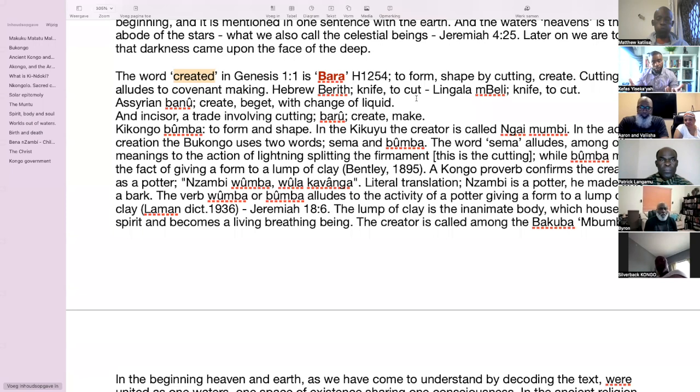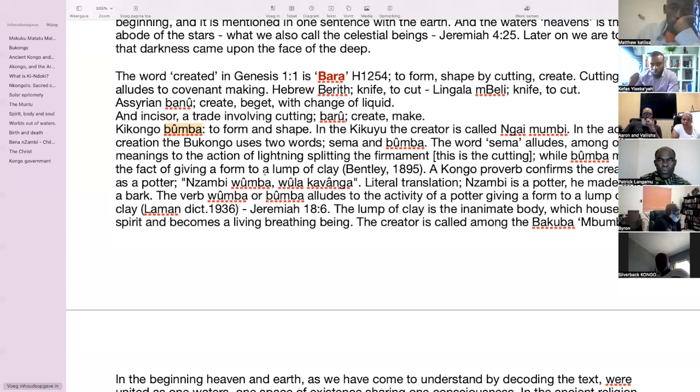Knife, what do you do with a knife? To cut. So a covenant was cut. The Assyrian banu, for bara, banu. Now in banu you can see almost Bantu. To create, beget, with change of liquid. And in a trade involving cutting, baru, create, make, in Kikongo, mbumba. You see that? So, mbumba. The Assyrian banu or baru is the Kikongo mbumba.